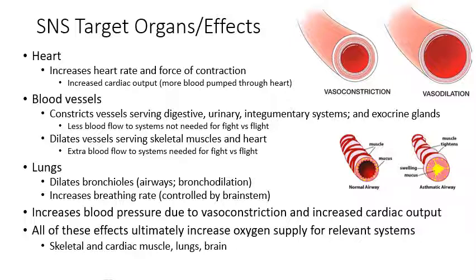And overall, the effects that the sympathetic nervous system is having on the heart, the blood vessels, and the lungs are going to increase the supply of oxygen and other nutrients to specific organ systems like the skeletal muscles and the heart that need extra energy to fuel your emergency responses.